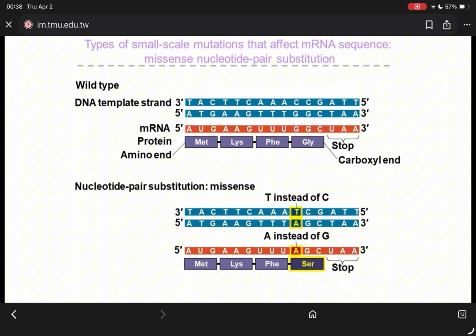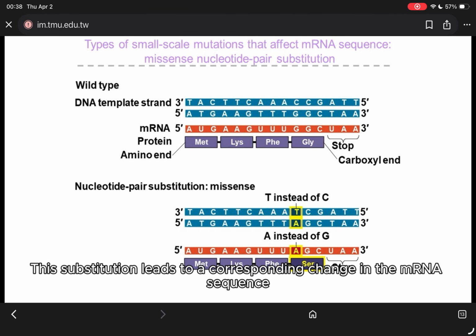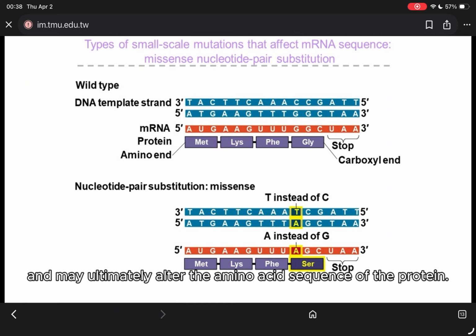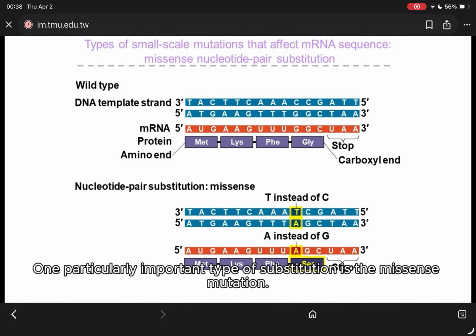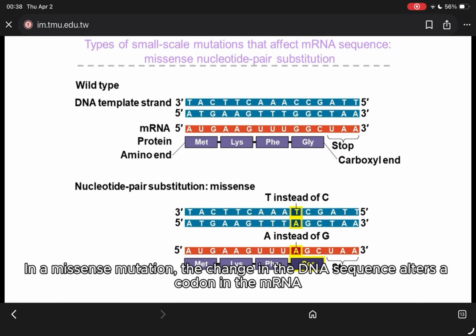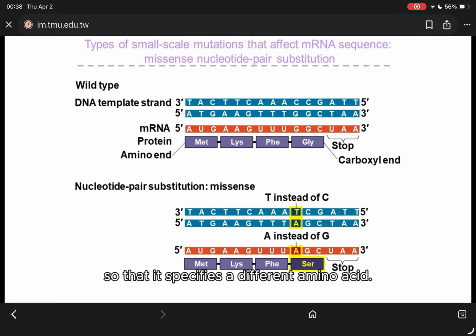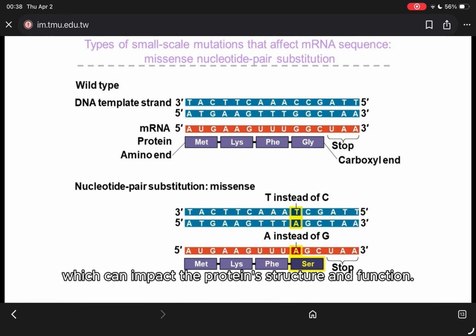As we mentioned earlier, a nucleotide pair substitution occurs when one base pair in the DNA sequence is replaced by another. This substitution leads to a corresponding change in the mRNA sequence and may ultimately alter the amino acid sequence of the protein. One particularly important type of substitution is the missense mutation. In a missense mutation, the change in the DNA sequence alters a codon in the mRNA so that it specifies a different amino acid. This type of mutation replaces one amino acid in the protein with another, which can impact the protein's structure and function.